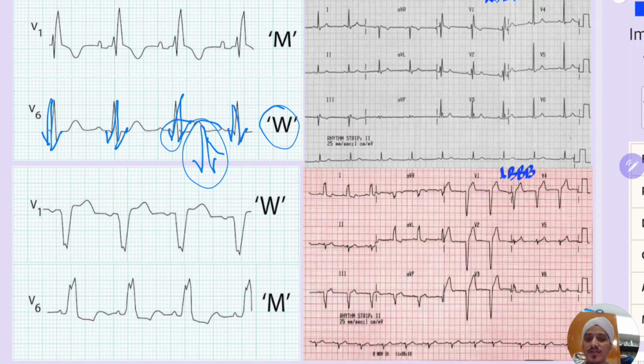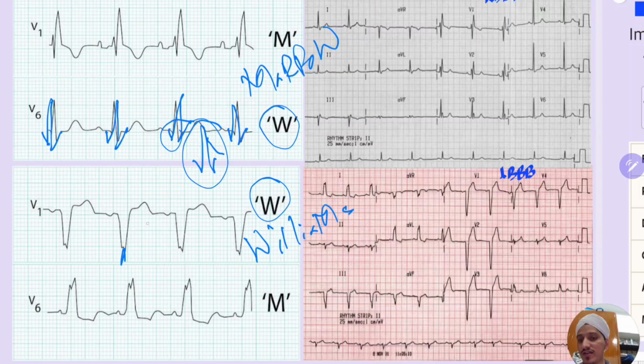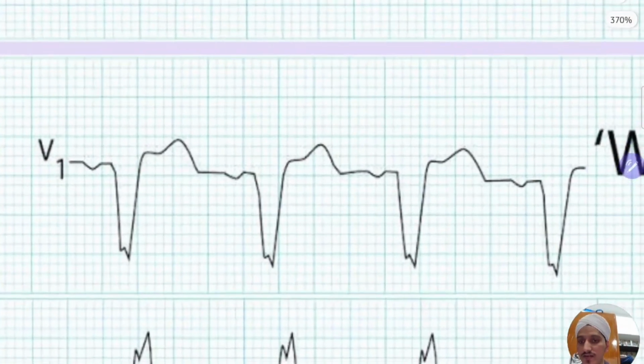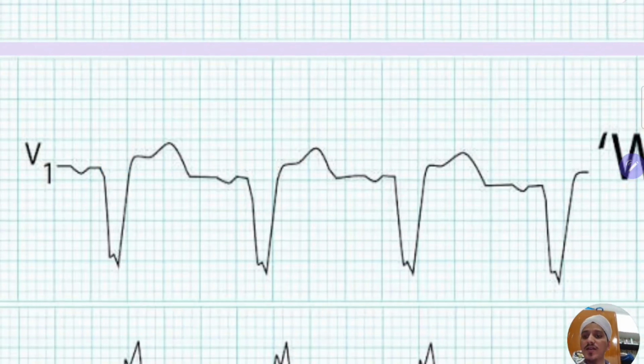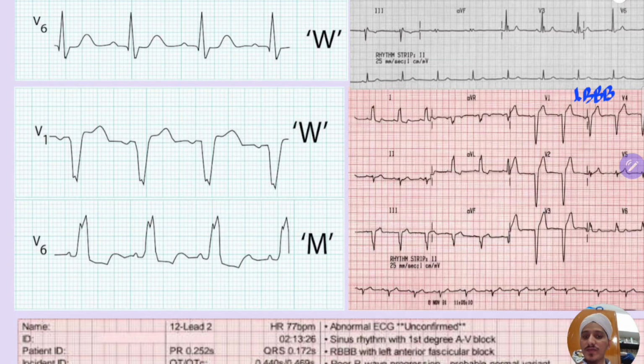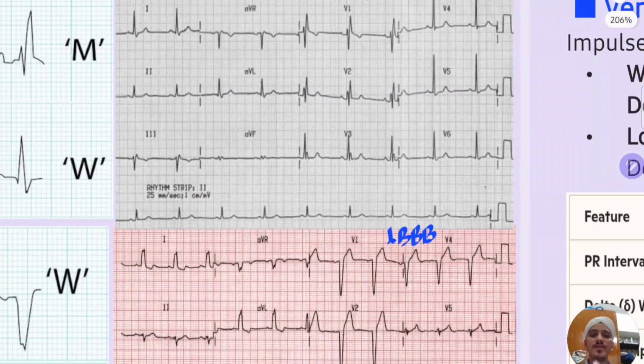The same is the thing for left bundle. This is left bundle Williams. This is Marrow. See here, the W pattern, this notching will give it as a W pattern in V1, and the QRS width will be more than or equal to 3 small boxes. I will zoom it in. See here, approximately it is equal to 3 small squares. And the M pattern in V6: this is M, this is M, this is M. That is a simple thing you can find out.